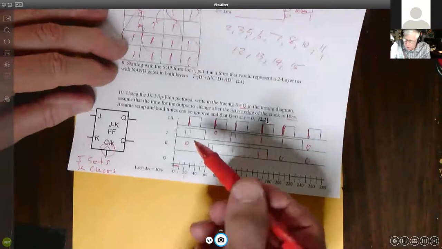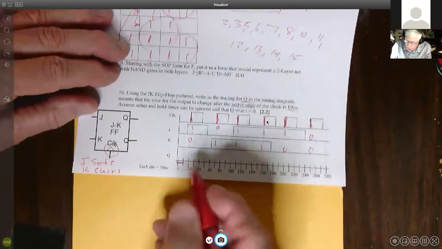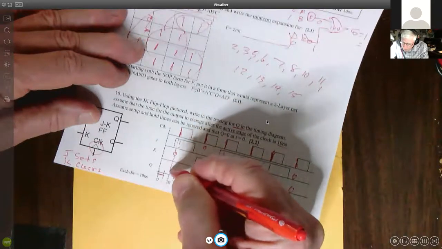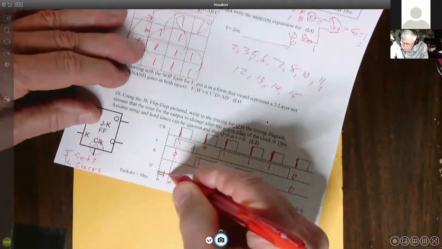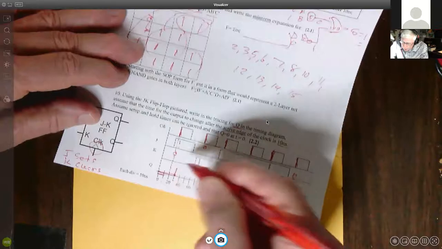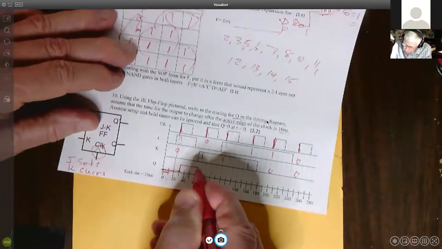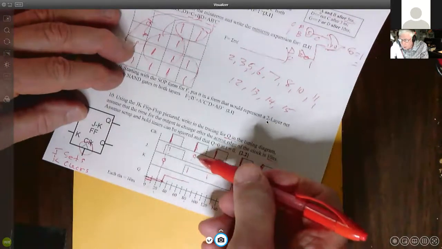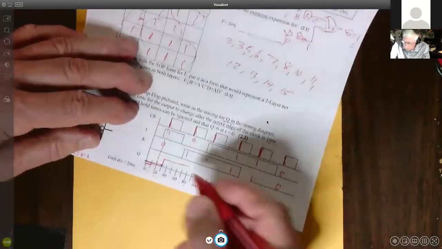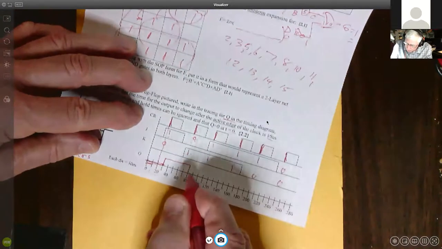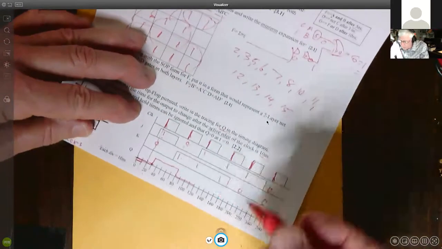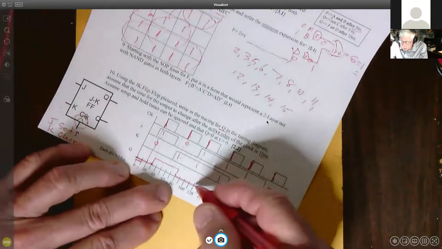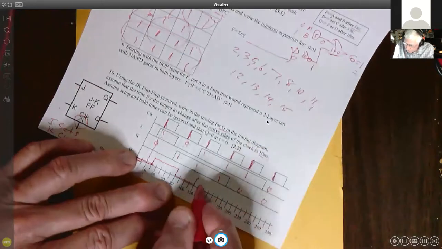So here, J sets, K clears. We know that 10 nanoseconds after this active edge, it starts off zero, it's going to stay zero, and it's going to go up 10 nanoseconds later. Nothing can change until 10 nanoseconds after this edge. Here, J is zero, K is one, K clears, so we're going back down to zero. We stay down until at least 10 nanoseconds after the next active edge. They're both one, so it's going to toggle, so we flip up to one.